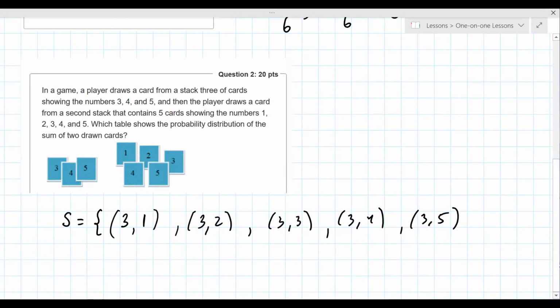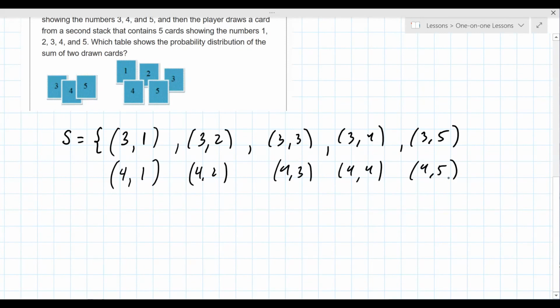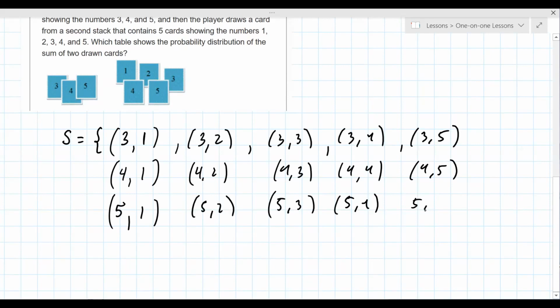All right. Then you could get a 4 and a 1, 4 and a 2, 4 and a 3, 4 and a 4, and 4 and a 5. Okay. And what are the last possibilities? 5 and a 1, 5 and a 2, 5 and 3, 5 and a 4, and 5 and a 5. So these are all the possible outcomes.